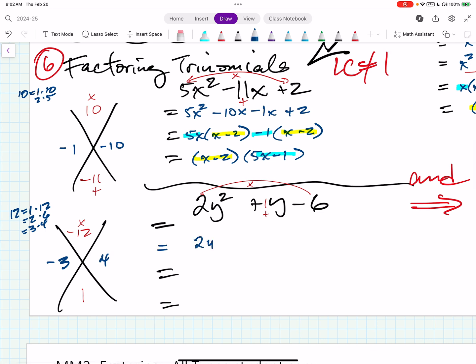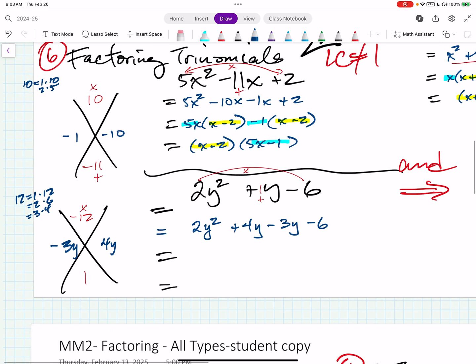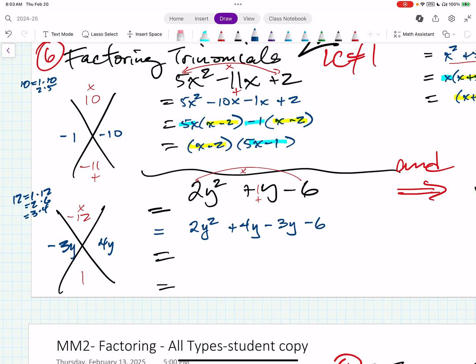As we have 2y squared, I'm going to start off with the 4y because 2 and 4 have a common factor, and then a minus 3y. So again, you take your numbers that you found here, which are negative 3 and 4, and you split the middle term. The order of those does not matter. You can switch the order if you like. I just put the 4 first because I see a common factor with the 2.